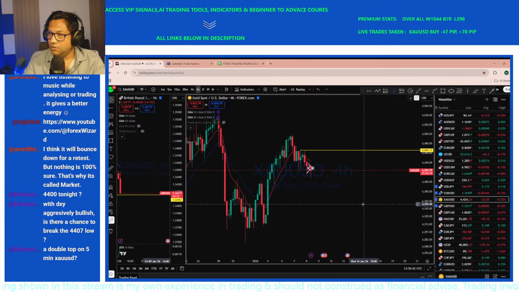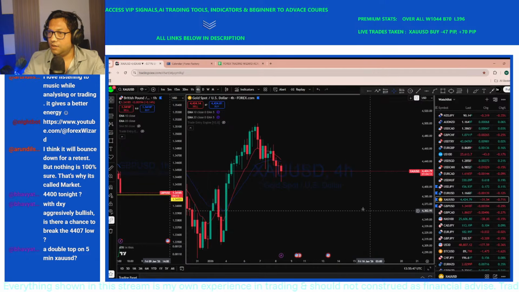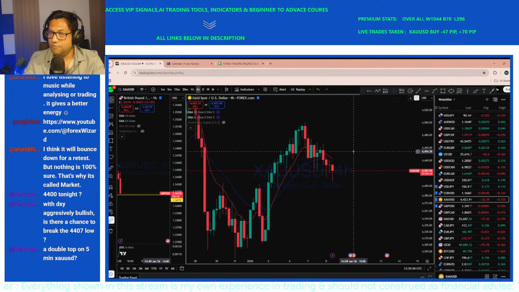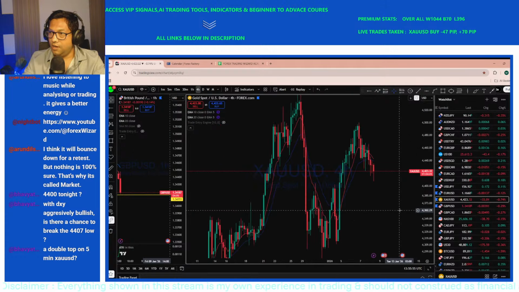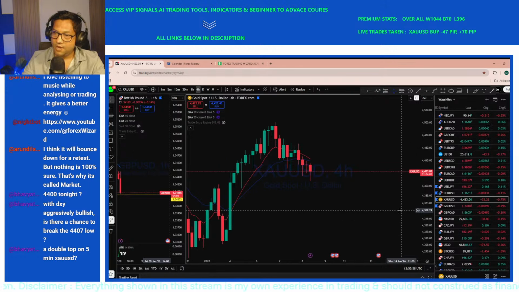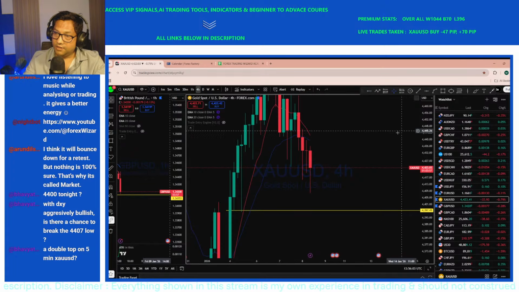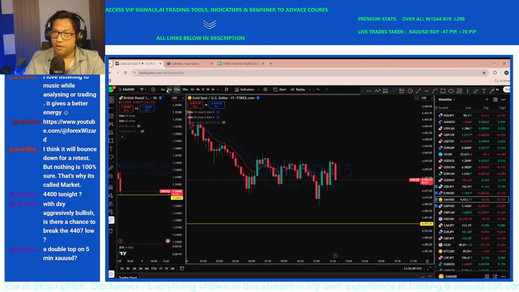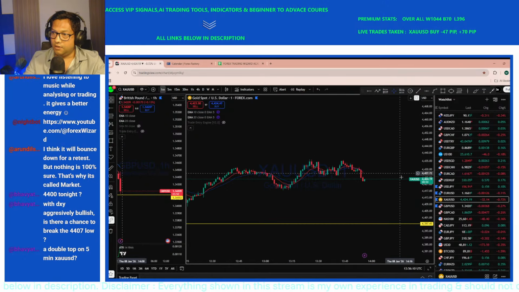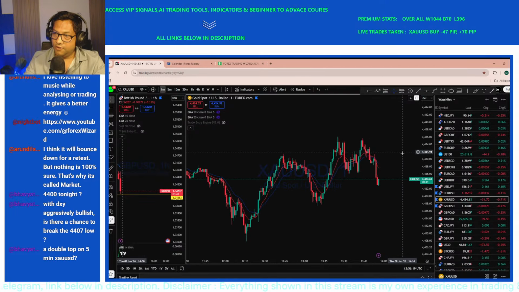In gold, if you look at the 4 hour, you can see gold. And this market, with the strengthening of DXY, gold may try to retest further. Yeah, so you saw the break of this support level.